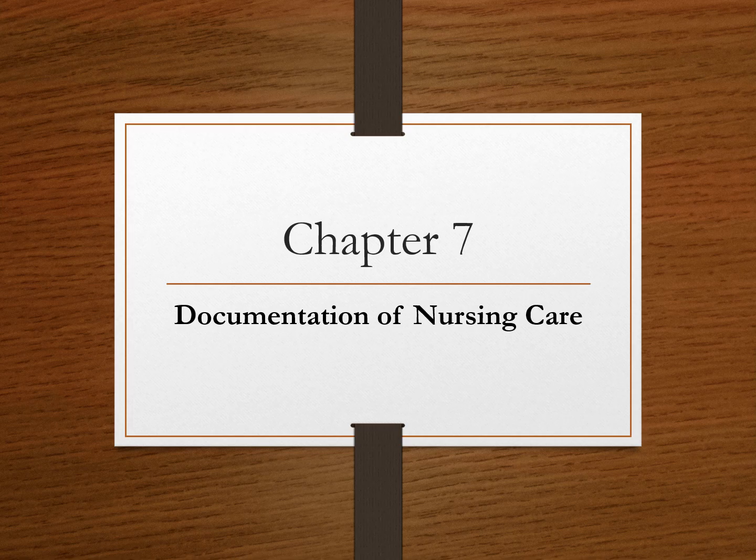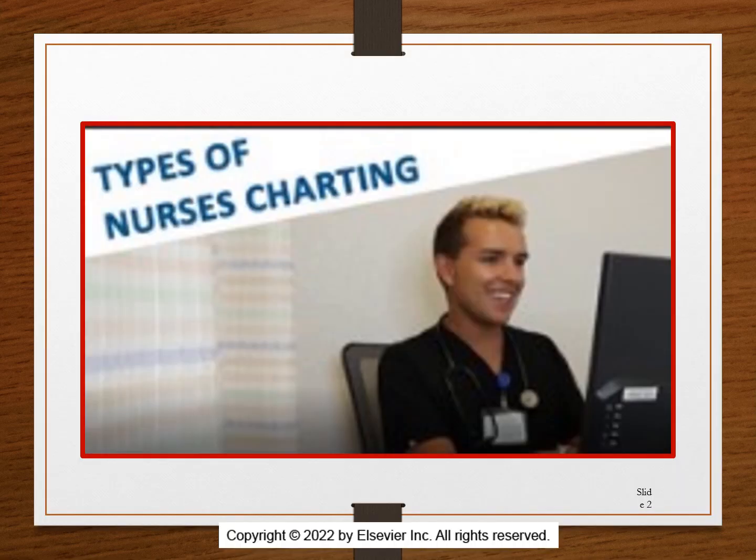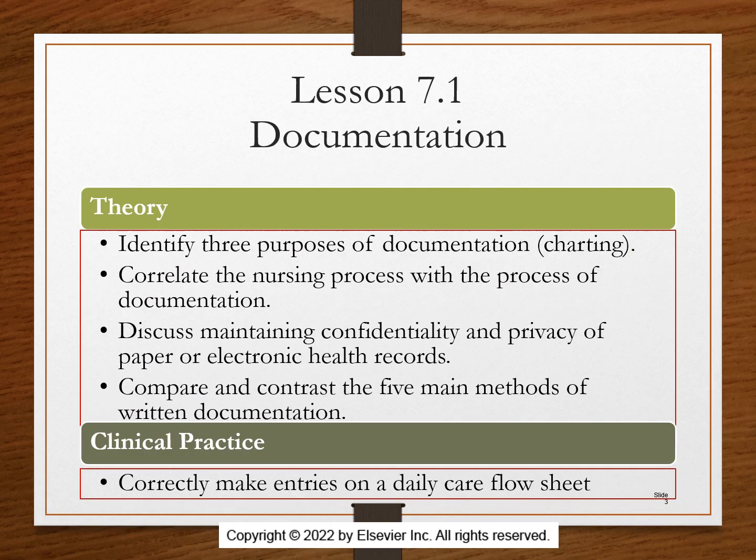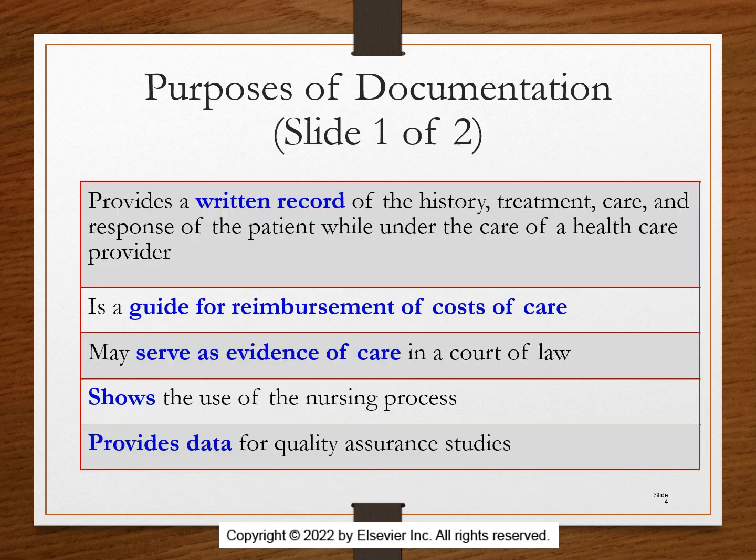Okay, we're going to go over Chapter 7 in your Fundamentals book, which is on documentation of nursing care. Some of the concepts that we're going to talk about are 3 purposes of documentation, correlating the nursing process with documentation, confidentiality, 5 main methods of written documentation, and correctly making an entry on a daily flow sheet.